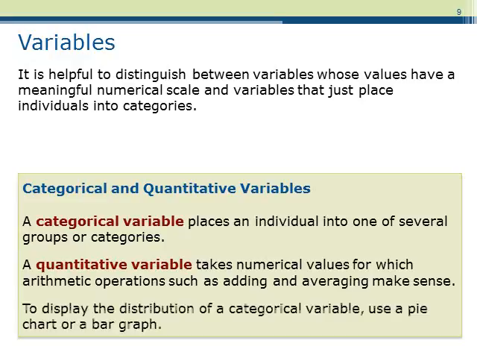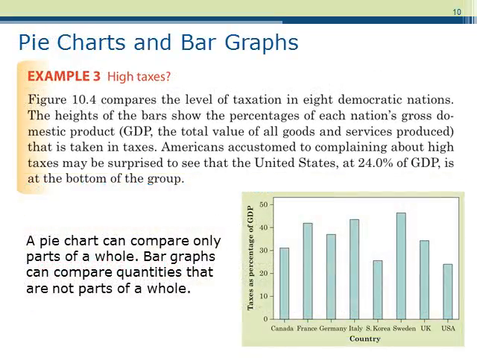In general, when working with a categorical variable, use a pie chart or a bar graph to display the distribution. Let's look at an example from your book. Figure 10.4 compares the level of taxation in 8 democratic nations. The heights of the bars show percentages of each nation's GDP that come from taxes. One thing to note from this example is that a pie chart could not be used for this purpose, as we are simply comparing quantities, and these quantities do not make up some meaningful whole.